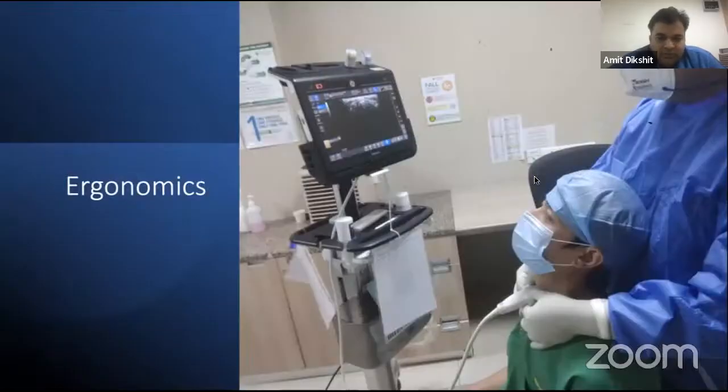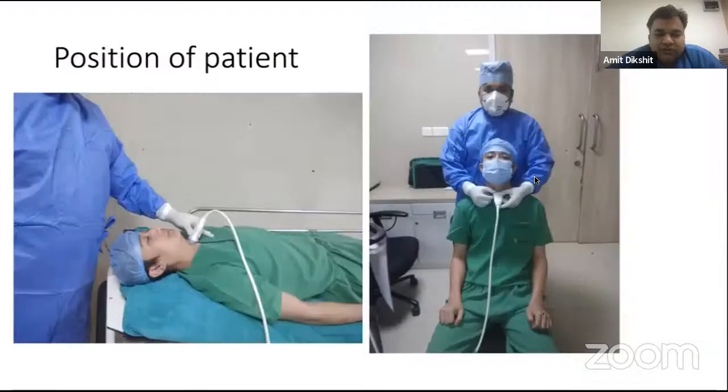Ergonomics: sometimes we have to assess the airway in a sitting position. We get numerous calls from the ICU for intubation of patients in stridor. We have to do awake fiber optic intubation in the sitting position. They cannot lie down, so you can assess the airway in a sitting position. You can also assess the airway in a lying down position.